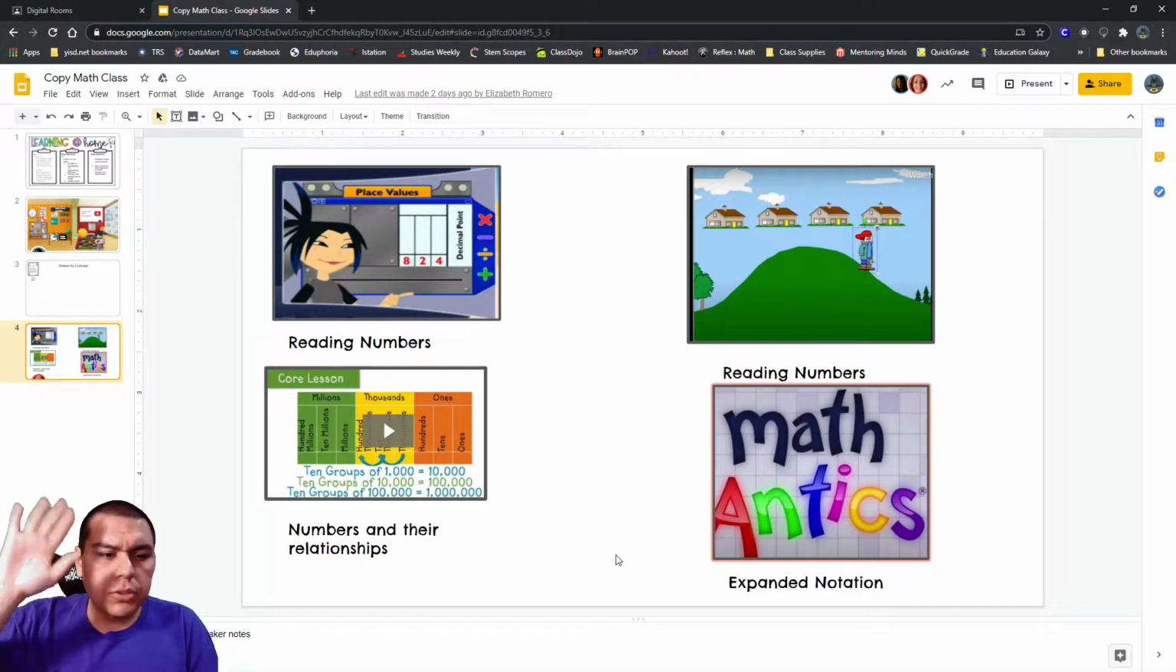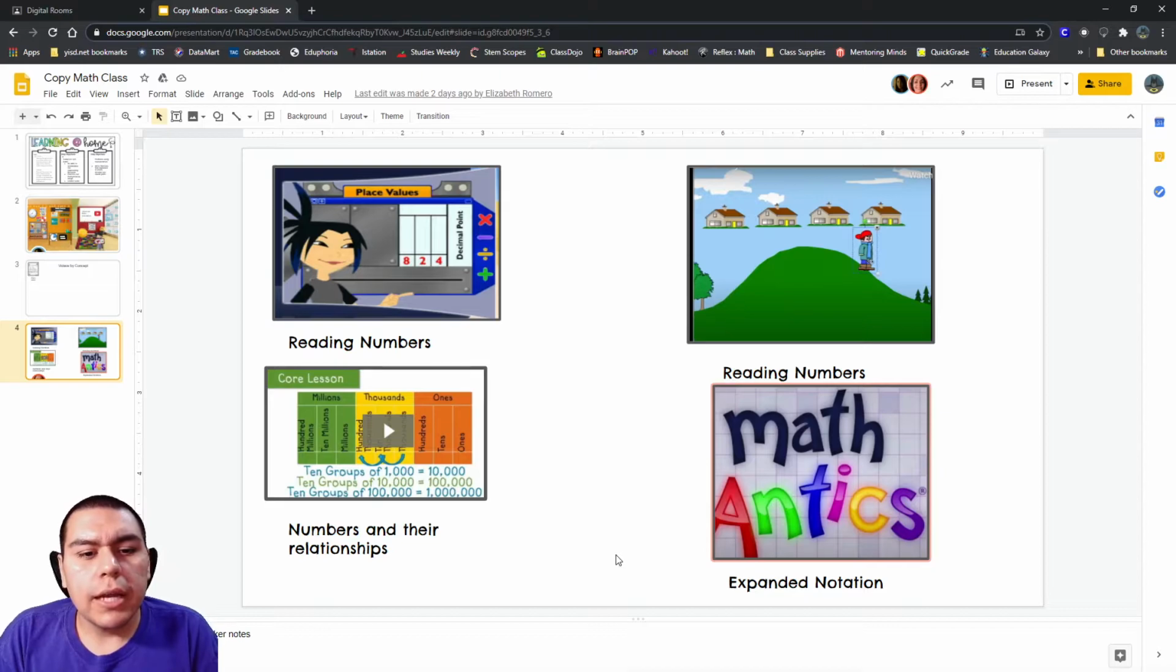Really quickly, with a show of hands, I want you to raise your hand if you've ever heard of expanded notation before. Sometimes people will also say expanded form. So if you've heard of expanded form or expanded notation, raise your hand. Okay, so a few of us have, some of us haven't.